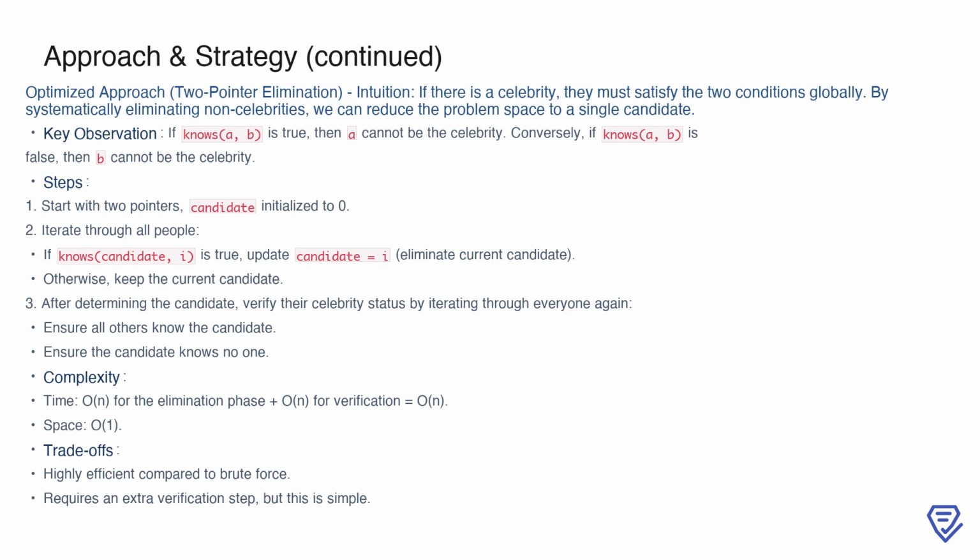To confirm their celebrity status, we perform a verification step, making sure everyone knows the candidate and that the candidate knows no one. This approach has a time complexity of O(n) for both the elimination and verification steps, making it significantly more efficient than the brute force method. Additionally, it uses only O(1) space, which is another advantage.